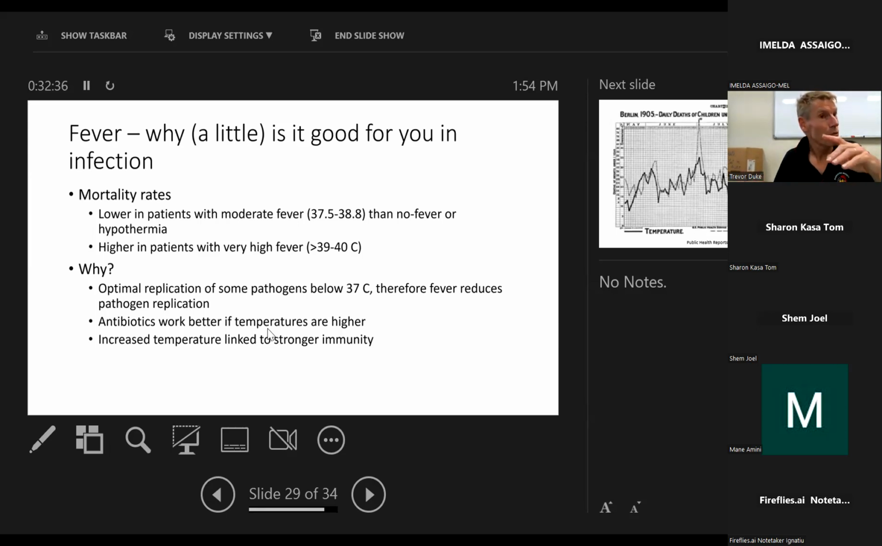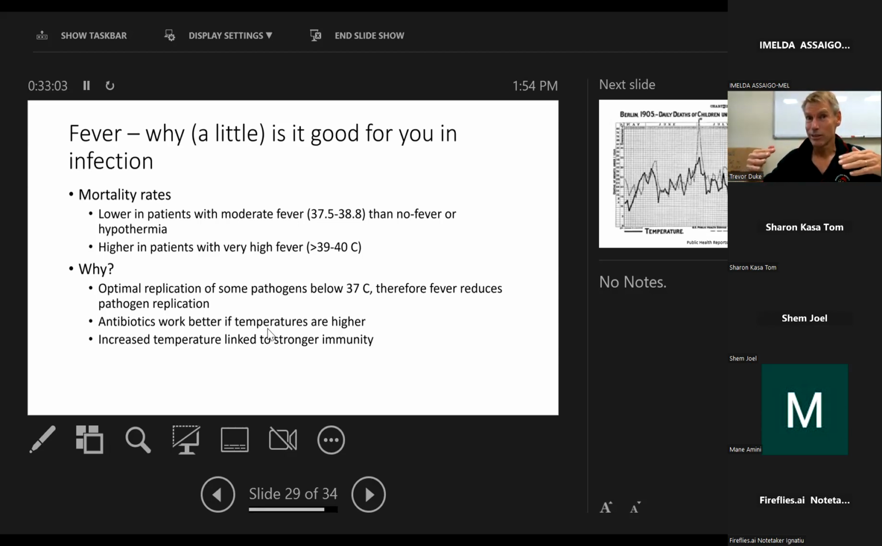So, for example, bacteria don't survive as well when the temperature's high. The body makes a fever so it can counteract the bacteria. And antibiotics work better if the temperature's high than if it's low. So we shouldn't always try to bring the temperature down to normal. Obviously, a temperature of 40 can lead to seizures and other things, heat stroke even. But a little bit of fever actually is good for you.